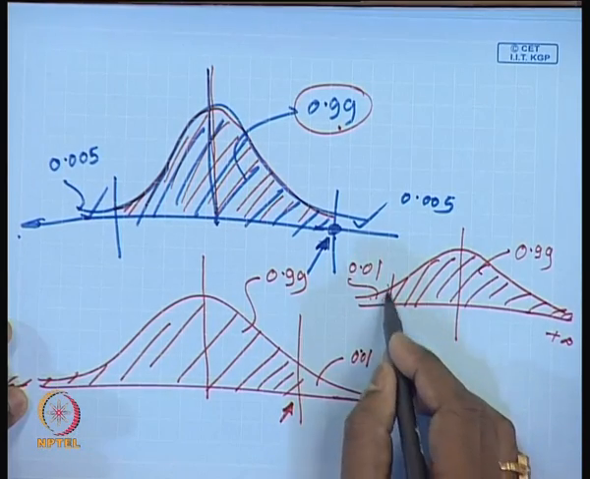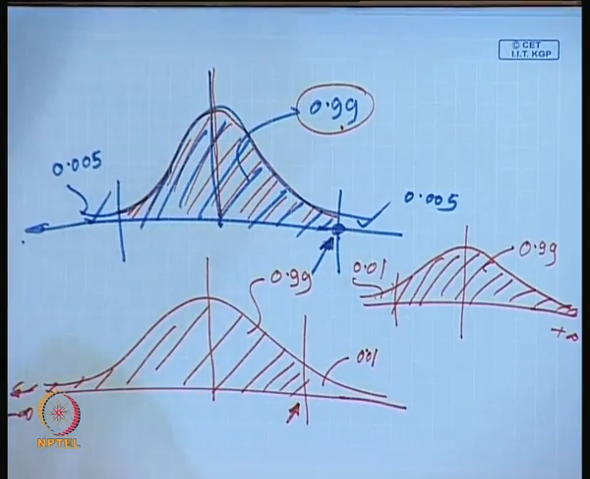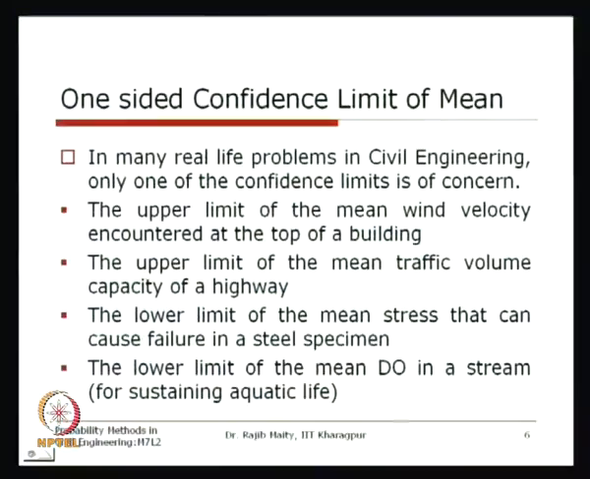So, this is the lower limit and this is the upper limit, and this is common in almost all application fields including civil engineering. In many real life problems in civil engineering, only one of the confidence limits is of concern. Say, for example, the upper limit of the mean wind velocity encountered at the top of a building. I may not be interested in the lower limit of this wind velocity. I want to know the upper limit of the mean wind velocity, because I need the maximum load that the building can face.